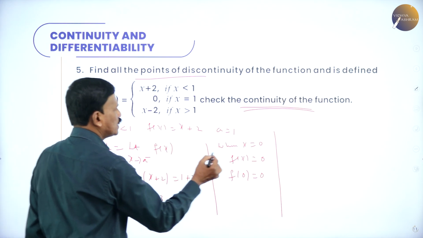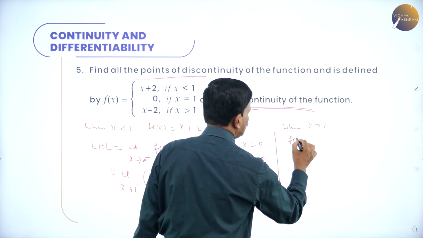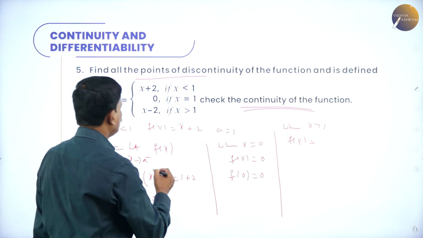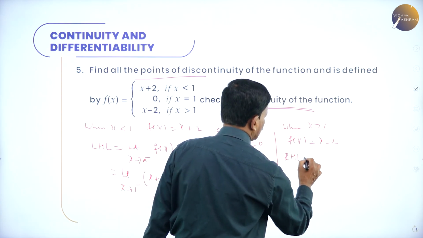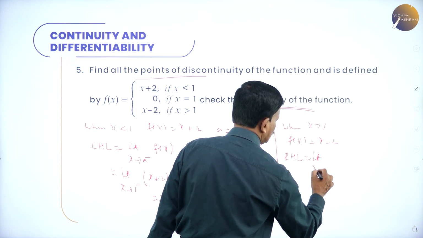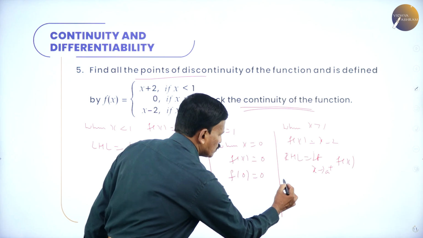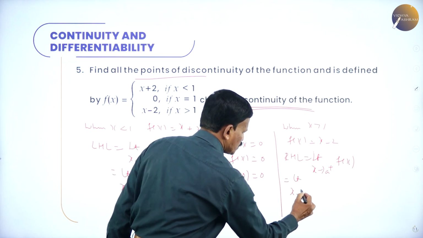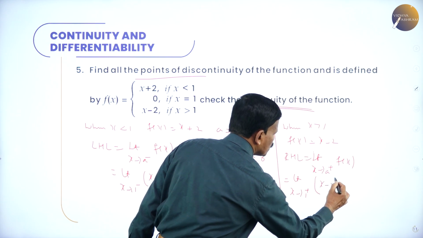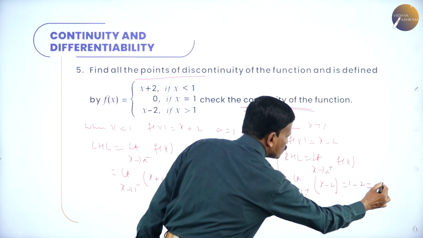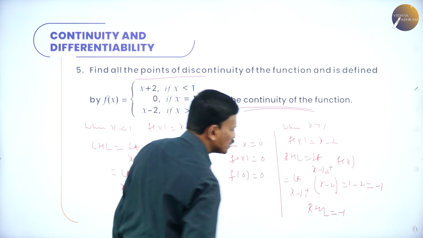Now when x is greater than 1, what is given? F of x is equal to x minus 2. According to the definition, we will get the right hand limit. Right hand limit is limit x tends to a plus f of x. So this is equal to limit x tends to 1 plus x minus 2. So this is 1 minus 2, which is equal to minus 1. The right hand limit is also equal to minus 1.